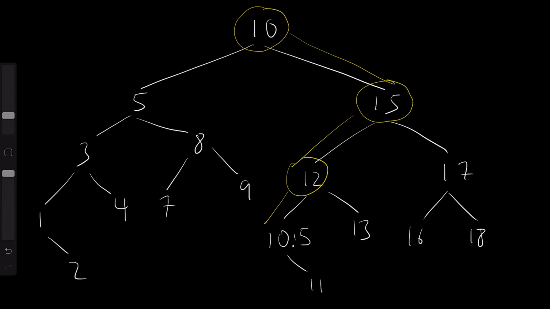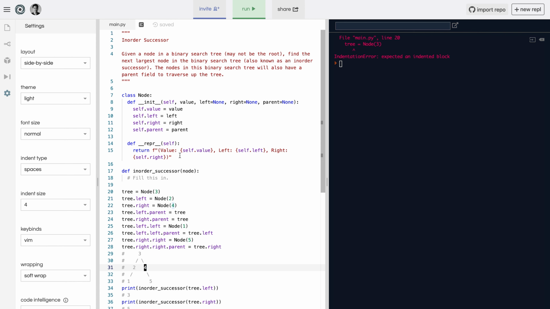All right, so that's pretty much it. So let's just code it up. This is the function that we have to fill in, order successor. Now, as we said before, there are 2 cases. The first case that you have to check is if you have a right child. If you don't have a right child, then you go up and you see your parent until you go to the right side of your parent.